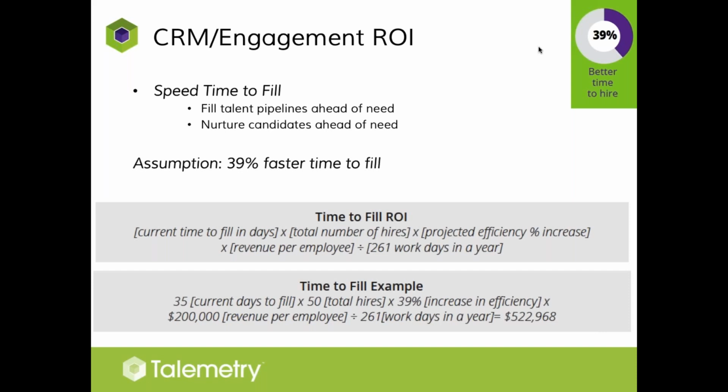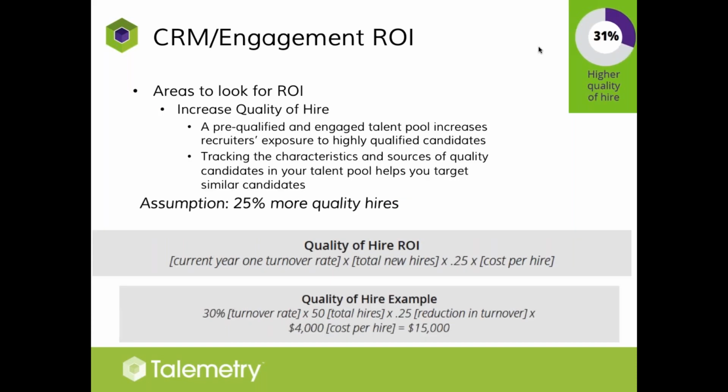And in this example, that's $523,000 for this particular example. Again, this is not a hard cost savings. This is a productivity gain or an opportunity. And it's a way to assign value to those recouped days of productivity.